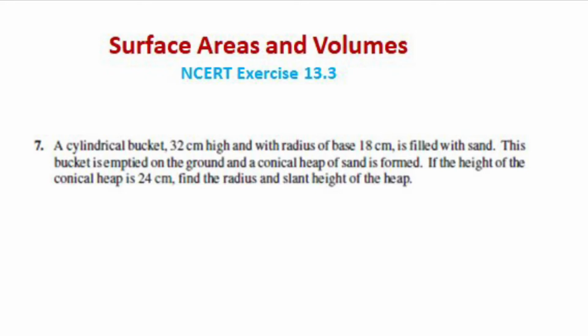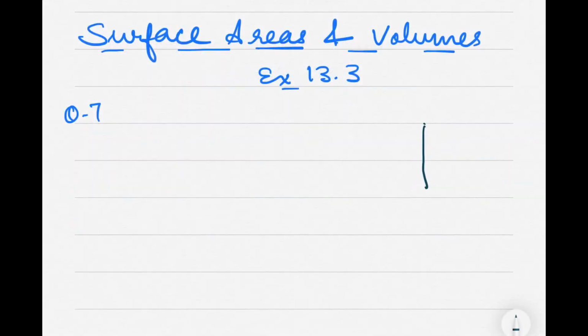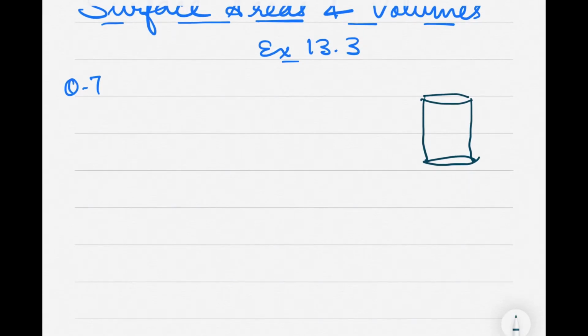Okay, so let's make the diagram first. So let's have a cylindrical bucket. Let me have this as my cylindrical bucket. And this height is 32 centimeter. And the radius is 18 centimeter. So this radius is 18 centimeter.